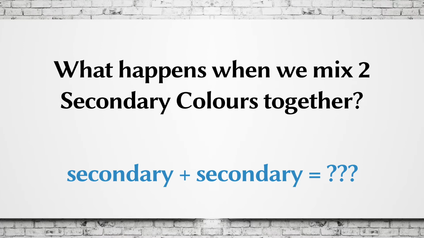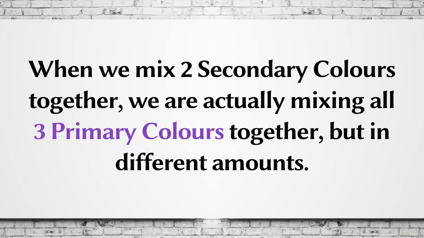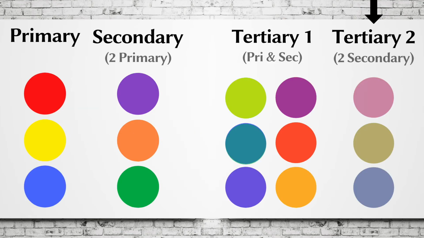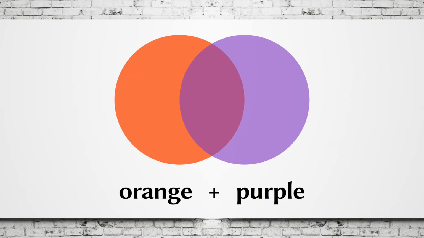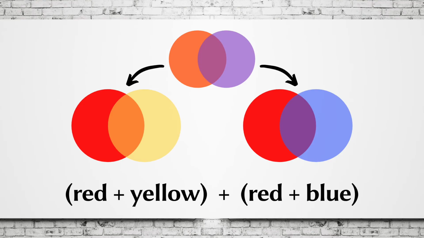But what happens when we mix 2 secondary colors together? When we mix 2 secondary colors together, we are actually mixing all 3 primary colors together, but in different amounts, creating something I like to call the second set of tertiary colors. For example, orange and purple. When we mix orange and purple together, we are actually mixing red, yellow, some more red, and blue together.